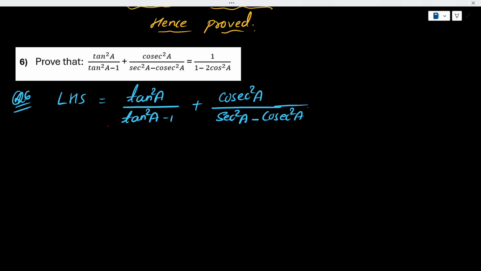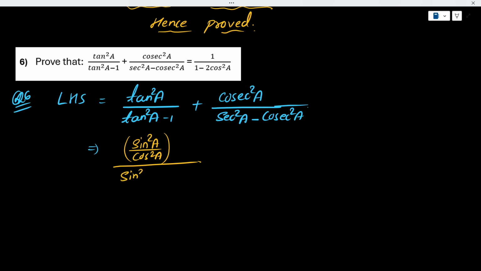So what can I do? It's easy to convert everything into sine and cos, right? So I'll do here tan theta is sine theta by cos theta. So it will become here sine A by cos A whole square, right? So it can be written as sine square A by cos square A, because sine A by cos A whole square will be square of each of these trigonometric ratios.